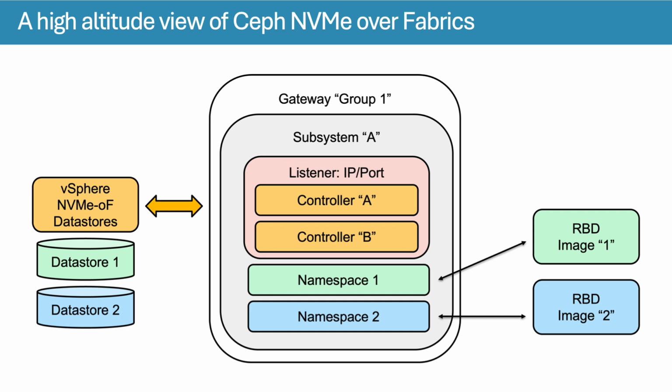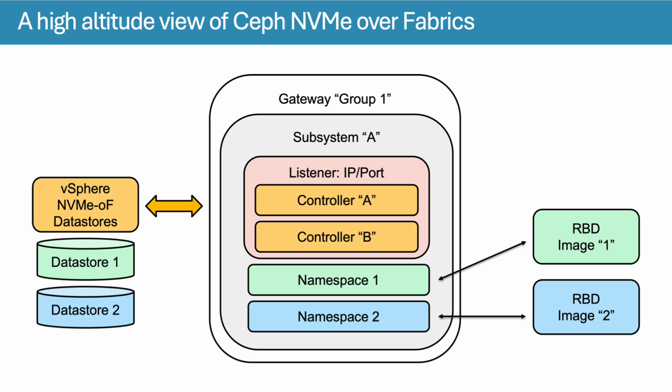The outermost shell in this group of constructs is called the gateway group, and it is established when we start our NVMe over Fabrics service instances. The first layer of what I would call the storage constructs is the subsystem, which is a logical group of NVMe resources. Within the subsystem is a listener, which is essentially the endpoint presented by two or more Ceph nodes where the NVMe service is running.